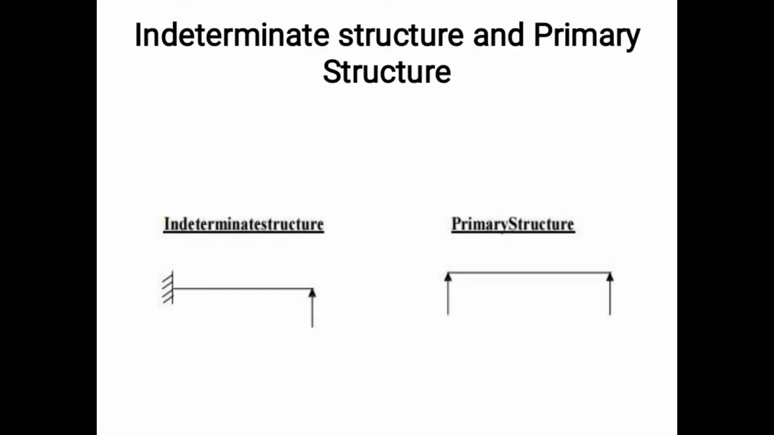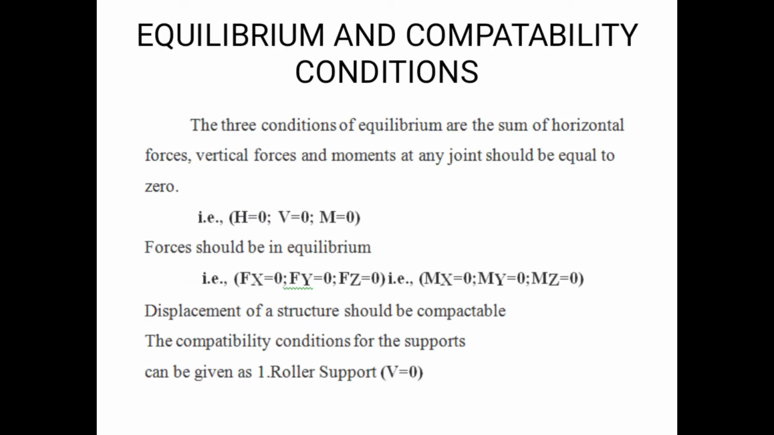Indeterminate structure and primary structure. A cantilever beam, which has a support at the end, is an indeterminate structure. A beam with simple supports at both ends is the primary structure. And next, equilibrium and compatibility conditions.